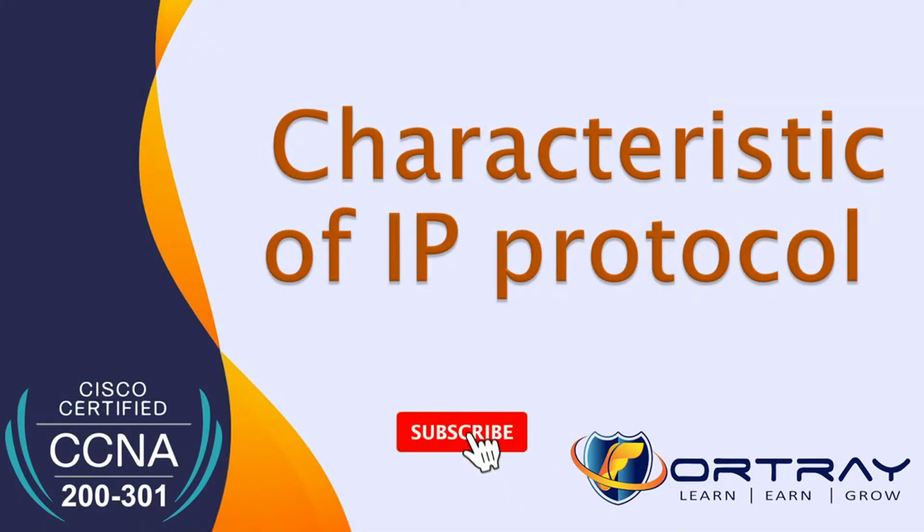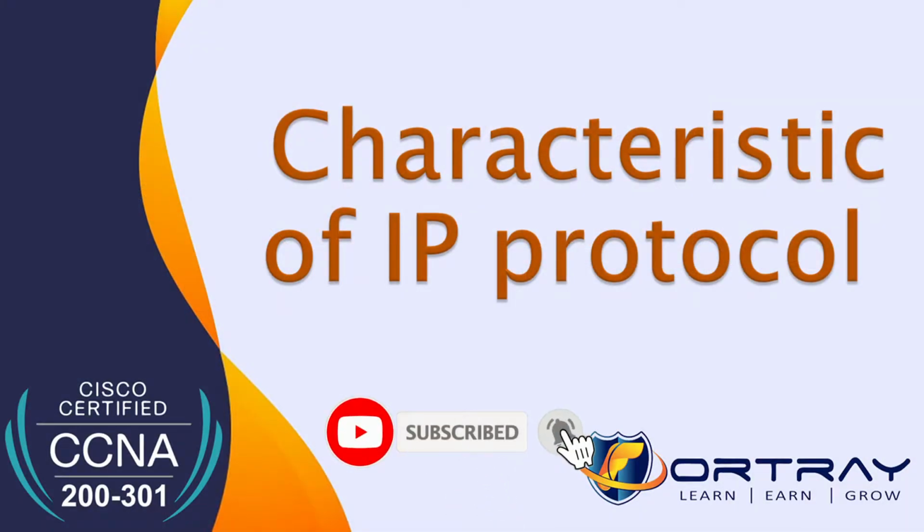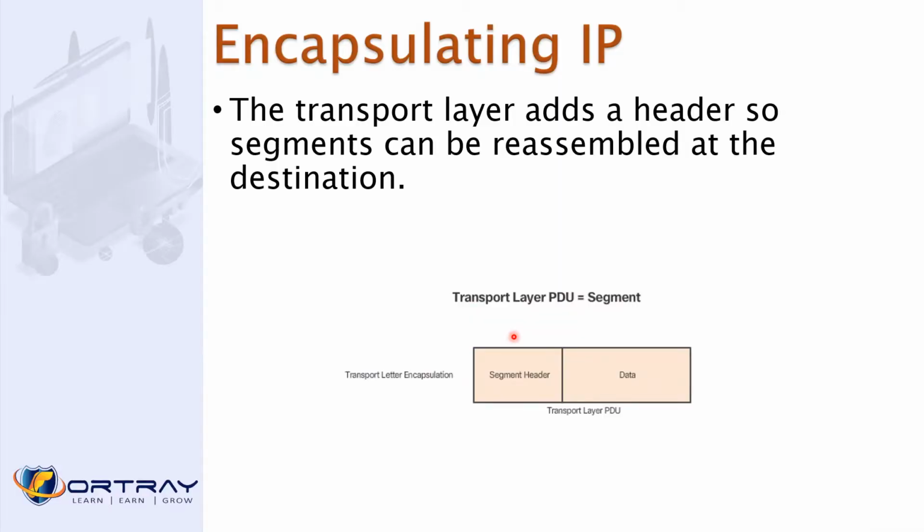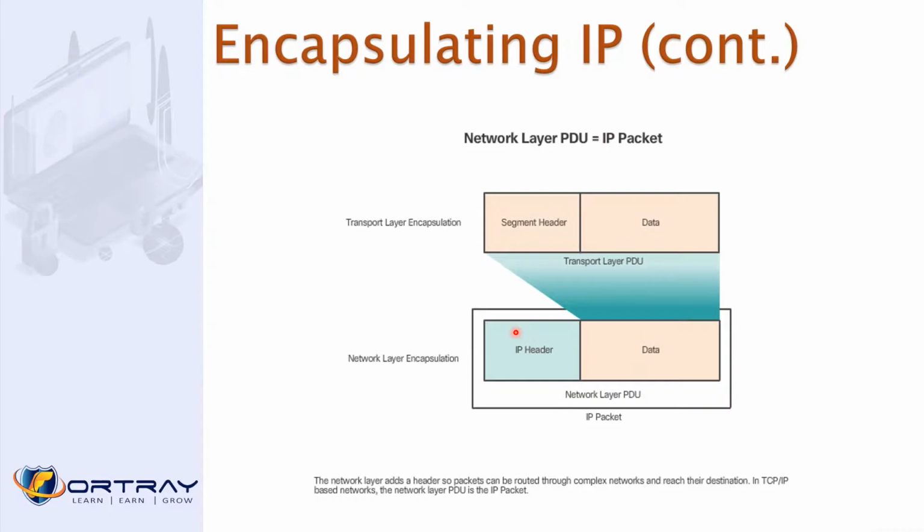Specific to the IP protocol, the transport layer adds its header so the segment can be reassembled at the destination. This information is coming from the transport layer, from the top layer to the bottom layer. Once it's received, the network layer adds its own header.